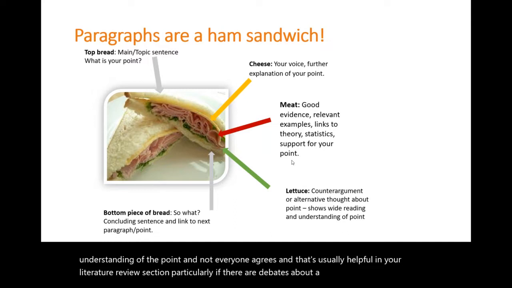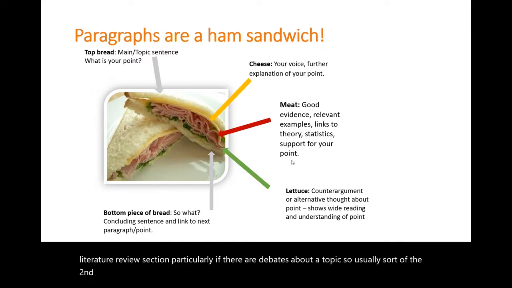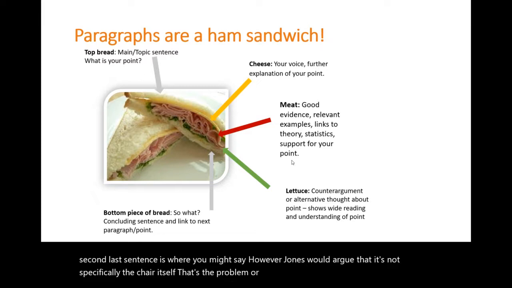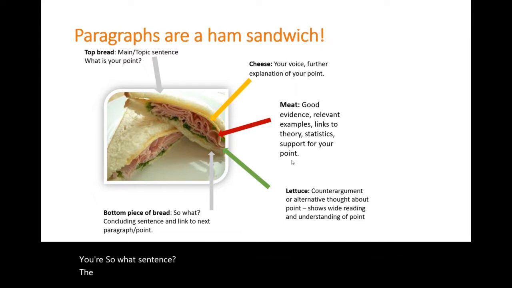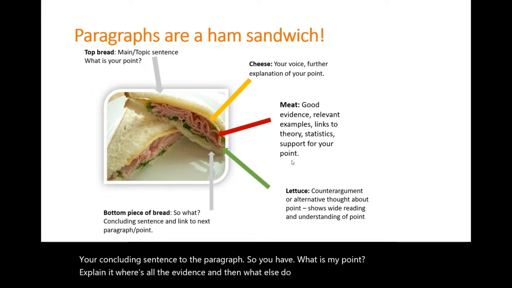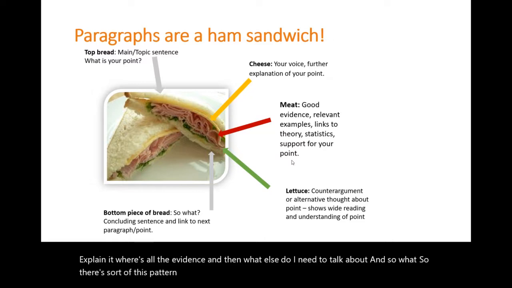Usually the second last sentence is where you might say, however, Jones would argue that it's not specifically the chair itself that's the problem, or whatever. And the bottom piece of bread is your so what sentence, your concluding sentence to the paragraph. So you have: what is my point? Explain it. Where's all the evidence? And then what else do I need to talk about? And so what? There's this pattern that goes on in each of your paragraphs.